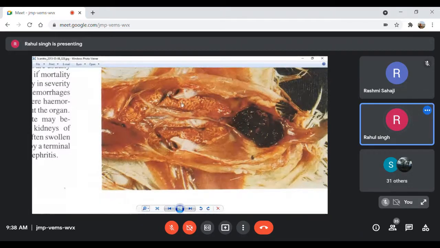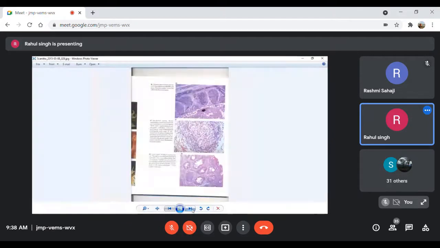You can see the appearance like tiger skin. Not cross striation, this is striated kidney. Nephritis is there. You can see this lobe is swollen. Lobe is also swollen. The striated kidney, try to remember this point. Histological pictures are there.